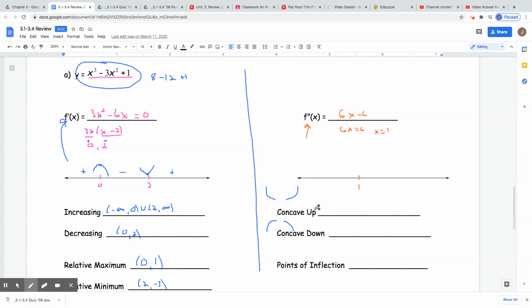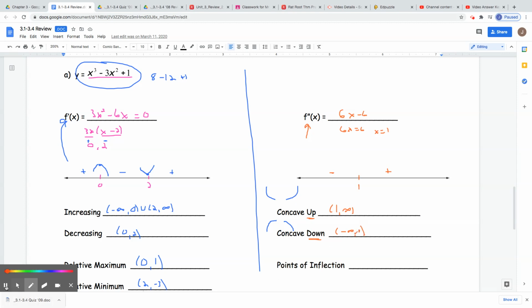Wherever the second derivative is positive, that's where it's concave up. Where the second derivative is negative, it's concave down. So if I plug in 0, I get 0 minus 6, which is a negative. If I plug in a 2, I get 6 times 2 is 12. 12 minus 6 is 6. That is a positive. So that means it's concave up from 1 to infinity, and concave down from negative infinity to 1.